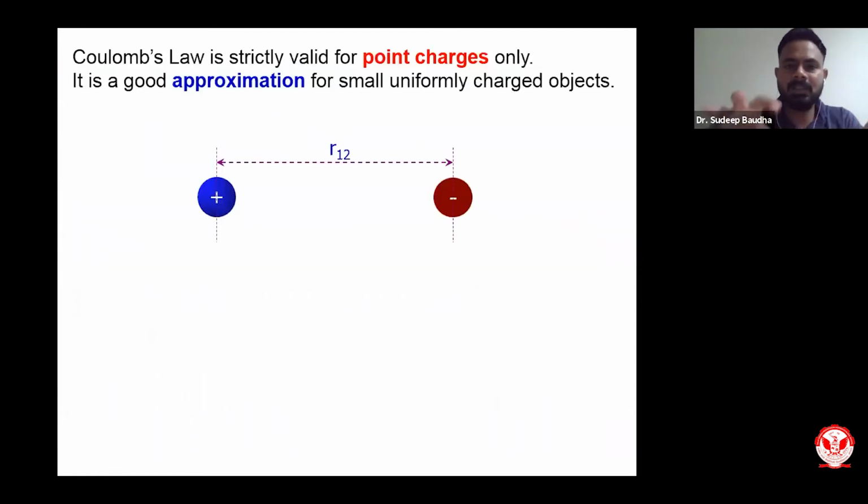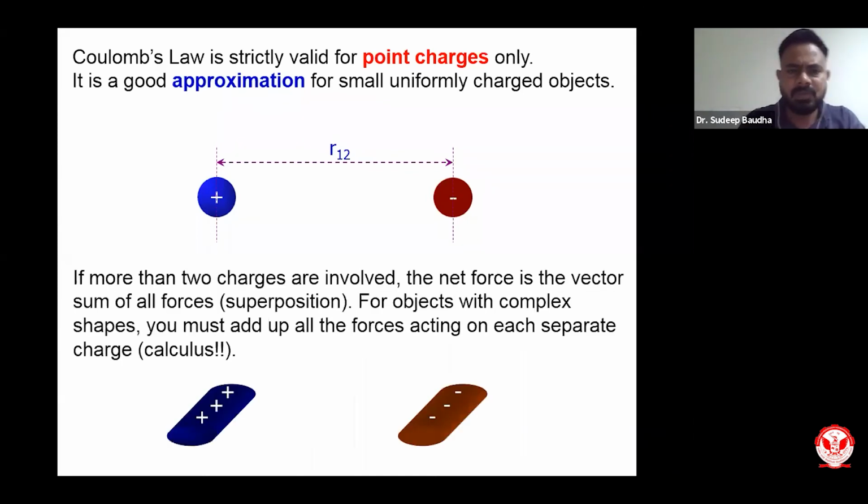Now, some fundamental theory behind Coulomb's law. Coulomb's law is strictly valid for point charges only. Please remember this. You cannot directly apply Coulomb's law where larger sources are there. It is only used when a very small amount of charge is there. It is a good approximation for a small uniformly charged object. So I have two charges, one over here, another over here. R12 is the distance. In this way, you can use Coulomb's law for two point charges.